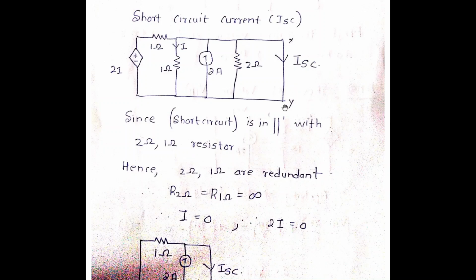Now, this short circuit is in parallel with the 2 ohm resistor and the 1 ohm resistor. So, whenever there is a short circuit parallel with a 2 ohm resistor and a 1 ohm resistor, definitely they will be redundant. Therefore, I can just remove them, and when I remove them, this I value becomes 0, because since the resistor is removed, the resistance becomes infinite and the I value becomes 0. Since this I is 0, the 2I also becomes 0. Hence, the voltage source becoming 0 means that I can replace it with a short circuit.